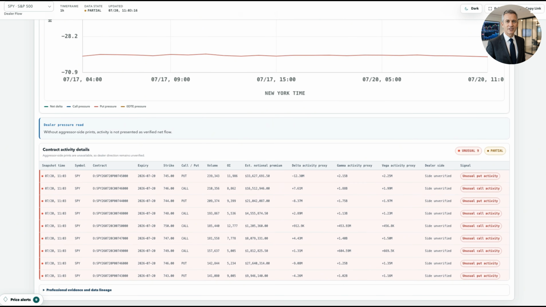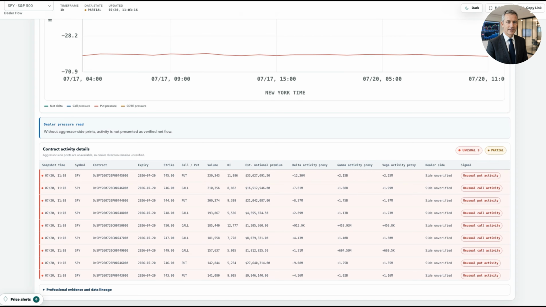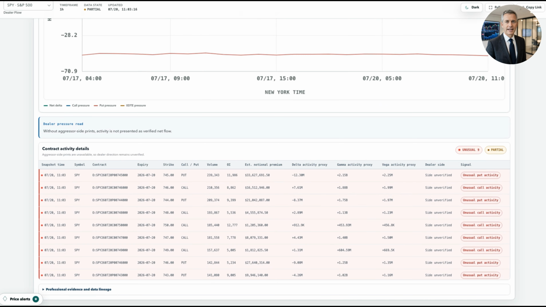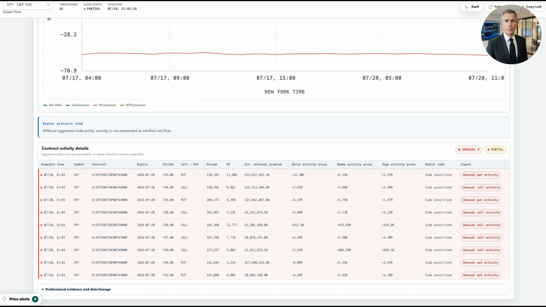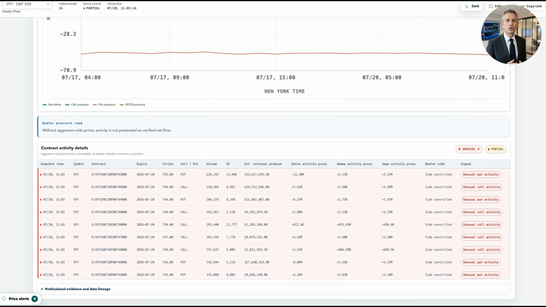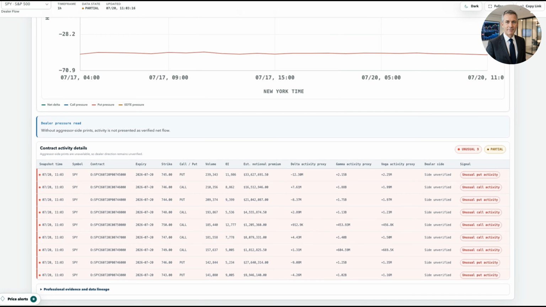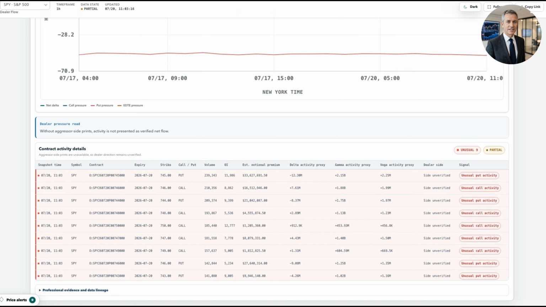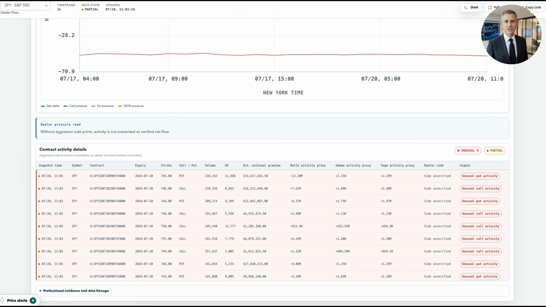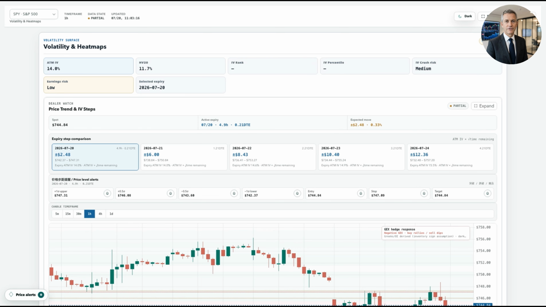The contract detail table below lists time, contract, expiration, strike, volume, open interest, and estimated notional premium, plus delta, gamma, and vega activity. When unusual call or put activity appears, the related row flashes red to remind us to review it further.